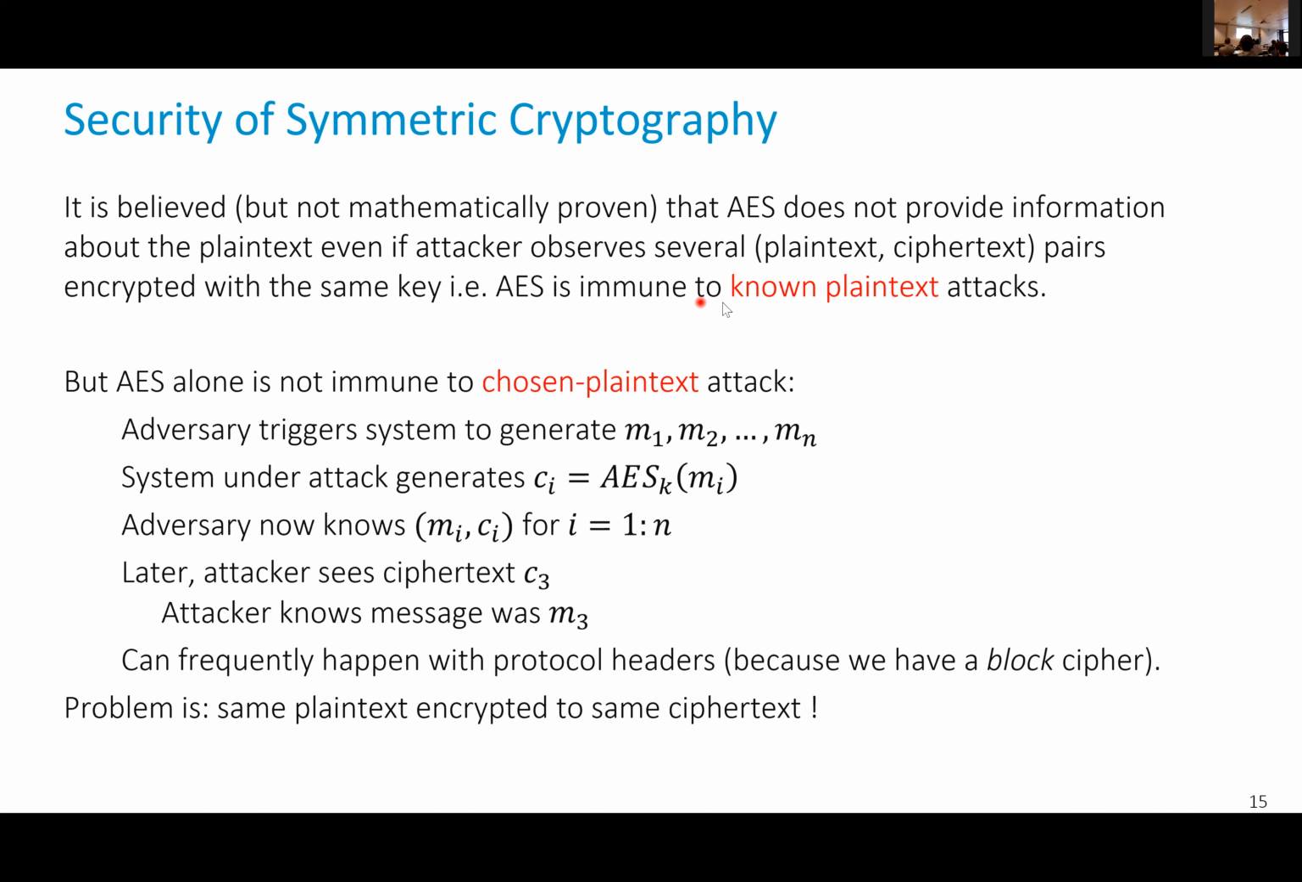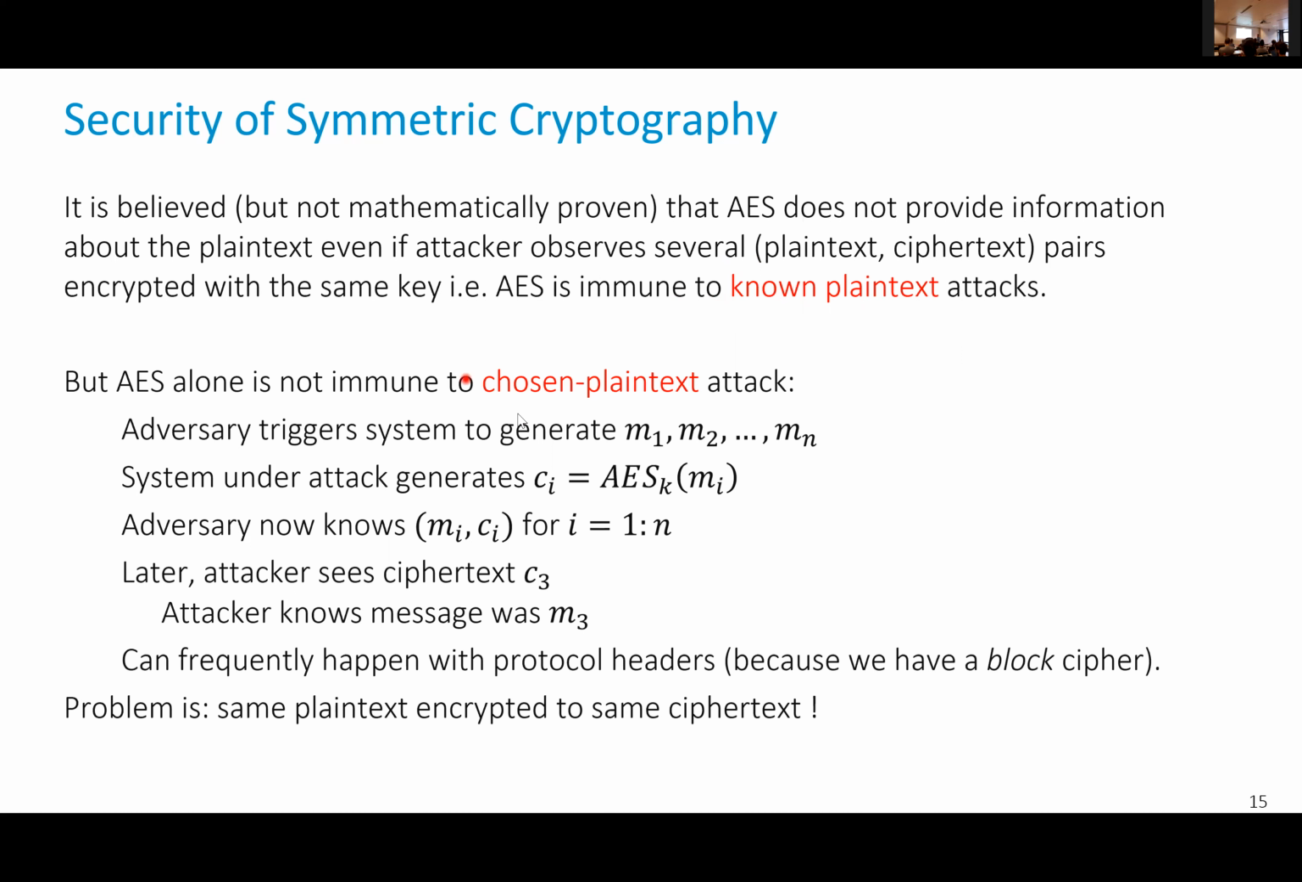So it is immune to what is called known plain text attacks. That means if we have a text that we want to encrypt and it is encrypted, then we're not able to find it, like we were able to do with Caesar Cipher.